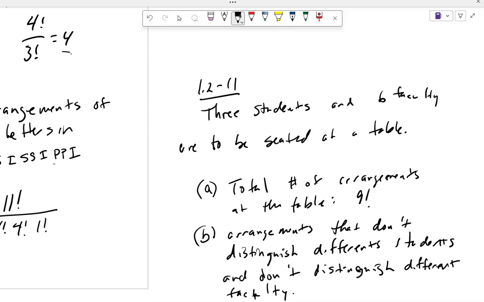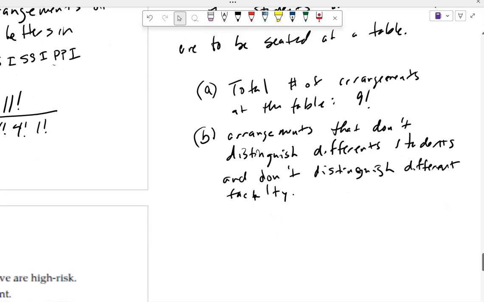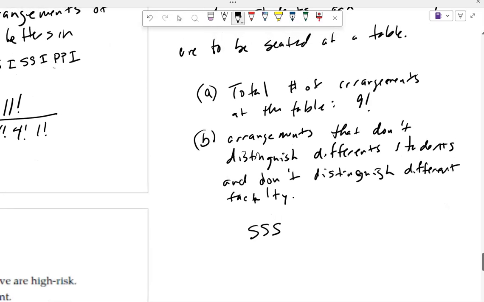So if I think about just letters, I could have 3 students, 6 faculty. And this looks like that Mississippi example, doesn't it? So what would we have? Well, we know 9 factorial was the total. What would you divide out by in this case? 3 factorial and 6 factorial. Does that make sense? Because again, I'm not worried about who the individuals are. I'm just looking at where the students are seated versus where the faculty are seated. Does that make sense?